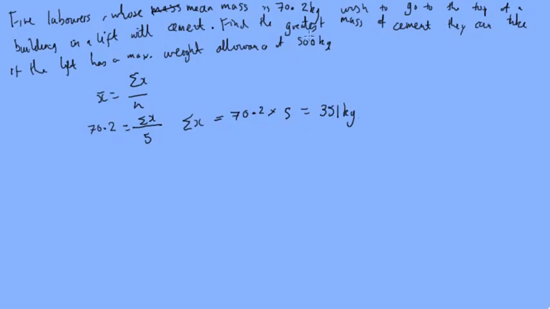Now, the weight allowance is 500, so 351 plus y, where y is going to be the maximum weight of cement, can't exceed 500. So y would be 149 kilograms. So that's the maximum weight of cement that the men can carry up with them.